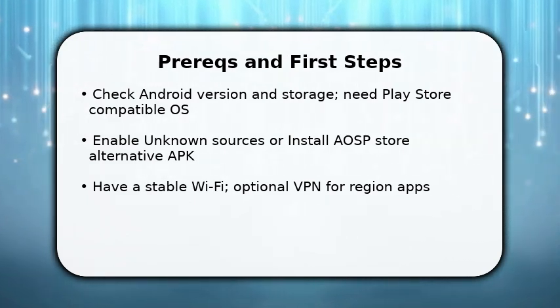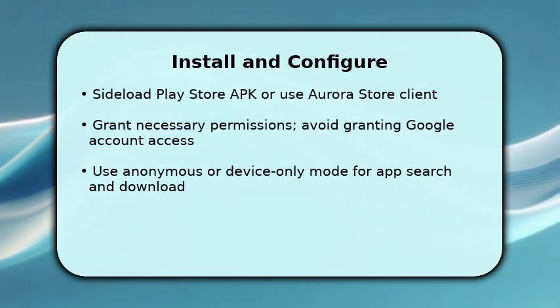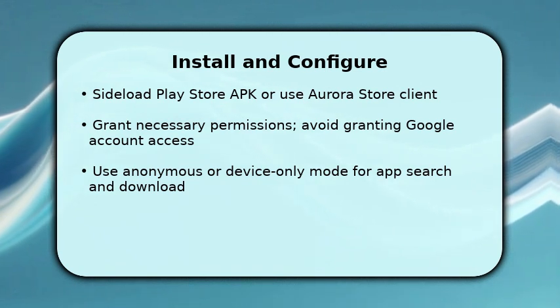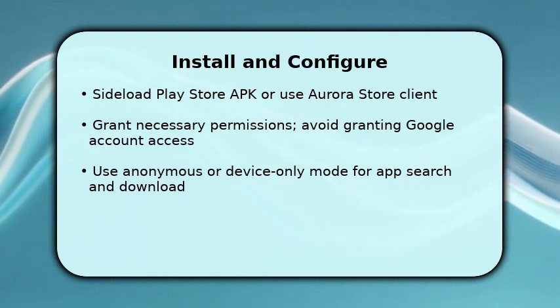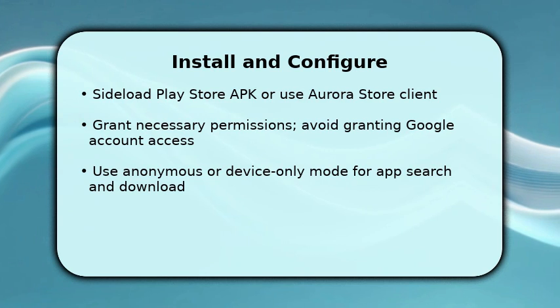Then move to installation. You now install the APK. Open the file manager, tap the package, and accept permissions required for installation. Once installed, launch the store and choose an anonymous or device-only mode. Aurora Store, for example, lets you fetch apps without signing into Google.